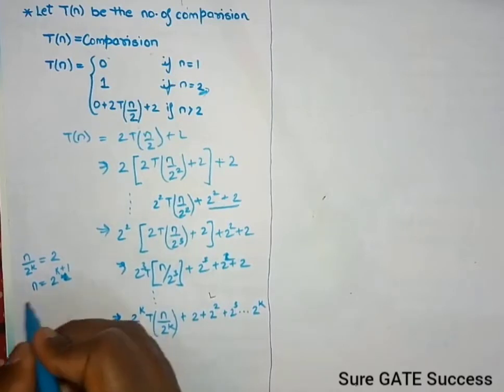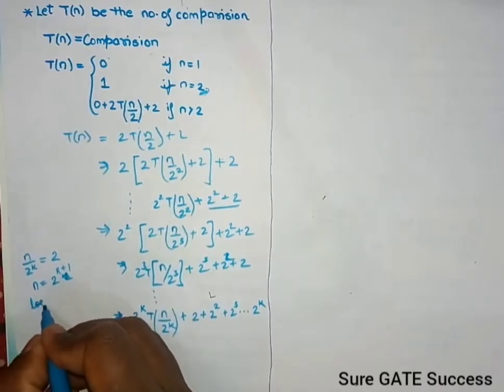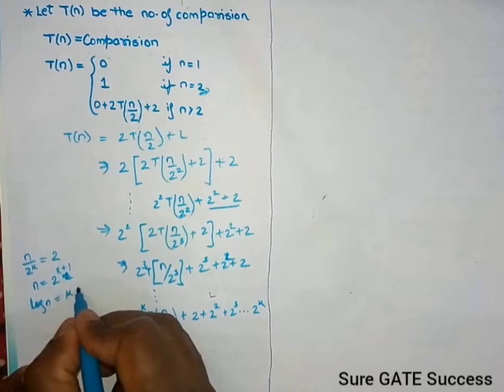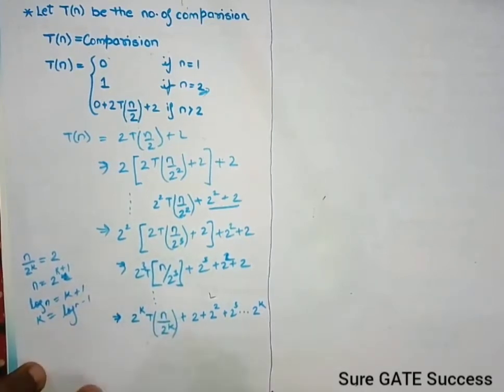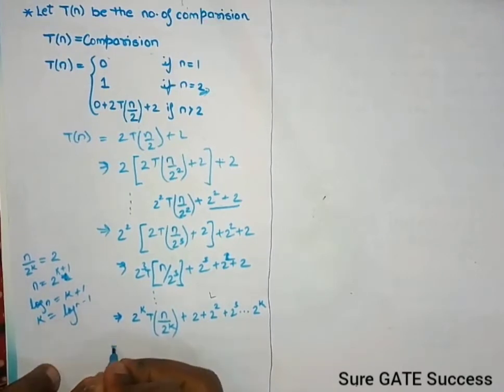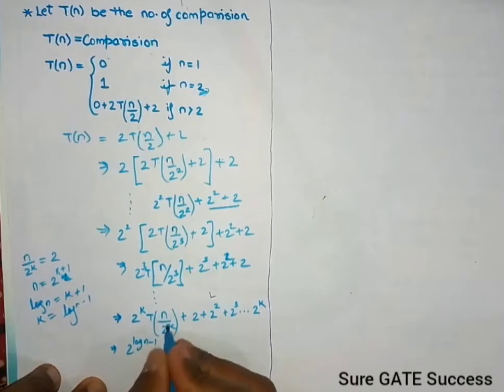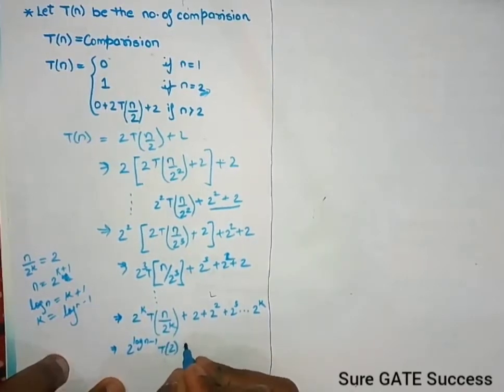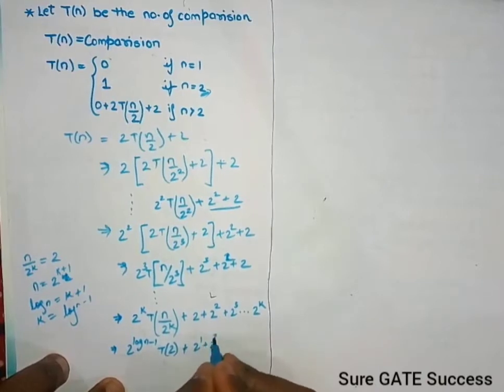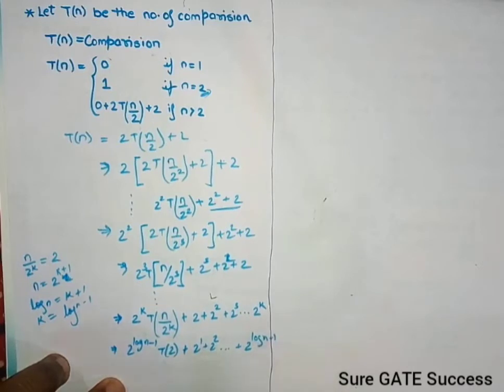Now take log on both sides. It will be log n and it will be k plus 1. So what will be the value of k? It will be log n minus 1. Now put the value of k as log n minus 1. It will be T(2) plus 2 to the power 1 plus 2 to the power 2 up to 2 to the power log n minus 1.